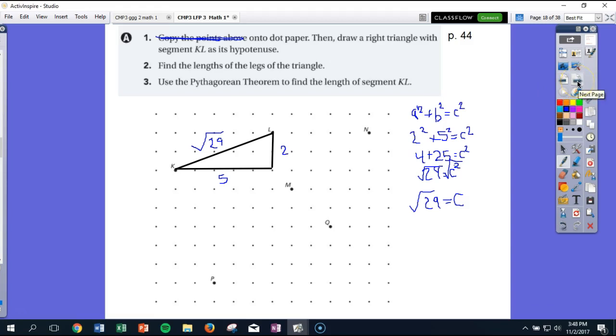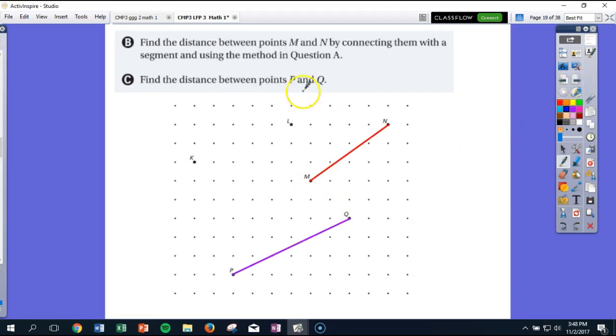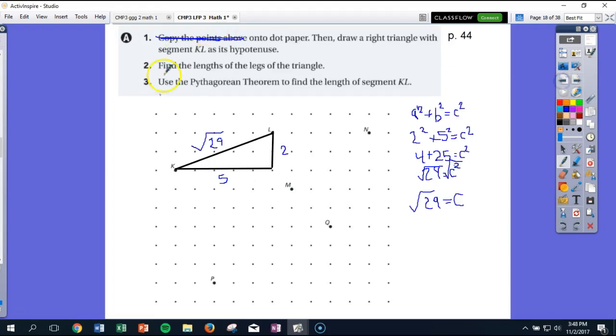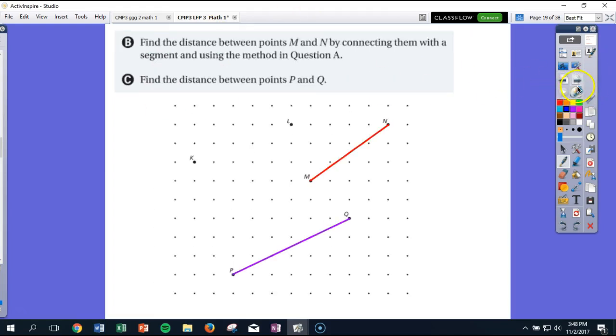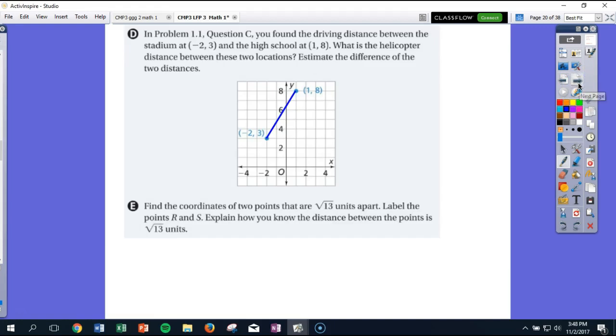And then I'm going to want you to go on, and it asks you to do M and N and P and Q. So we'll do those same questions as we had back here in part A. Do this just like I showed for part A. Do that for B and C. And then D talks about taking us back to problem 1.1, but we're doing the same thing.